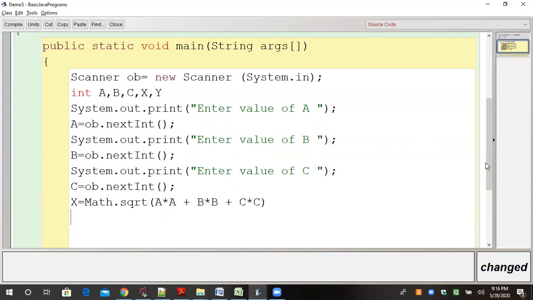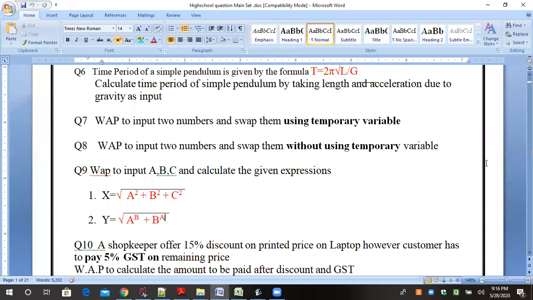किसी भी नंबर को अगर हम 2 बार मल्टीप्लाई करें तो वो उसका स्क्वायर हो जाता है, ये बात आपको मालूम है. ओके, नाउ y. y के लिए फॉर्मूला क्या है? अंडर रूट a to the power b plus b to the power a. This is basically the another formula.